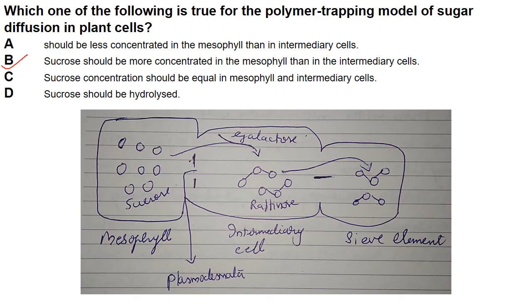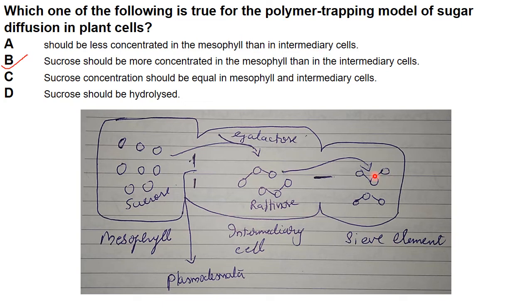Then, which one of the following is true for the polymer trapping model of sugar diffusion in plants? So, as per this model, there is mesophyll, intermediary cell and the sieve elements. Now, sucrose is synthesized in the mesophyll and diffuses from the bundle sheath cells into intermediary cells through the plasmodesmata. In the intermediary cell, raffinose is synthesized from sucrose and galactose, thus maintaining the diffusion gradient for sucrose. Because of the large size, raffinose is not able to diffuse back to mesophyll cells. As a result, the concentration of transport sugar rises in the intermediary cells and sieve elements.